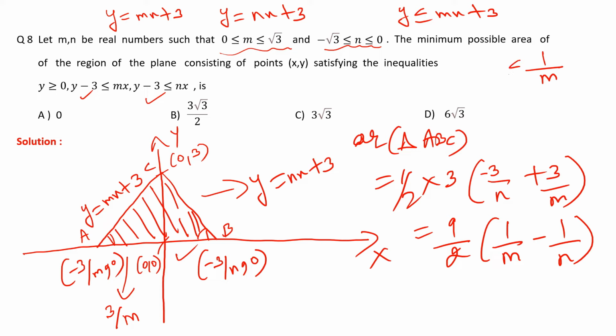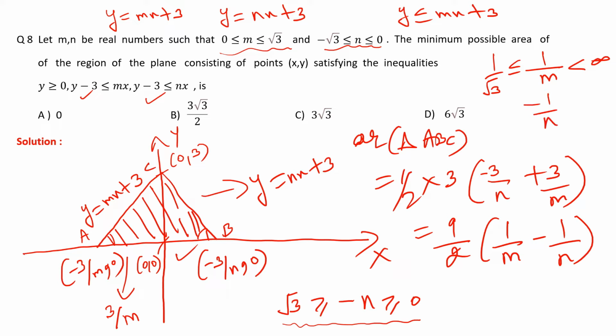This is going to be greater than or equal to 1 upon root 3 to infinity. Fine. Now similarly, n is lying between minus root 3 to 0. So that means minus n is going to lie between 0 to root 3. This is minus n. First of all, you need to make this quantity positive. Now you will be taking the reciprocal of this. So it becomes minus 1 upon n lying between, greater than or equal to 1 upon root 3 to infinity.